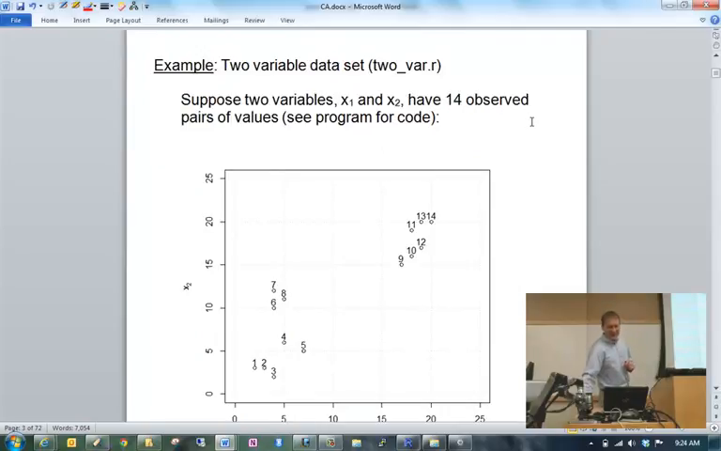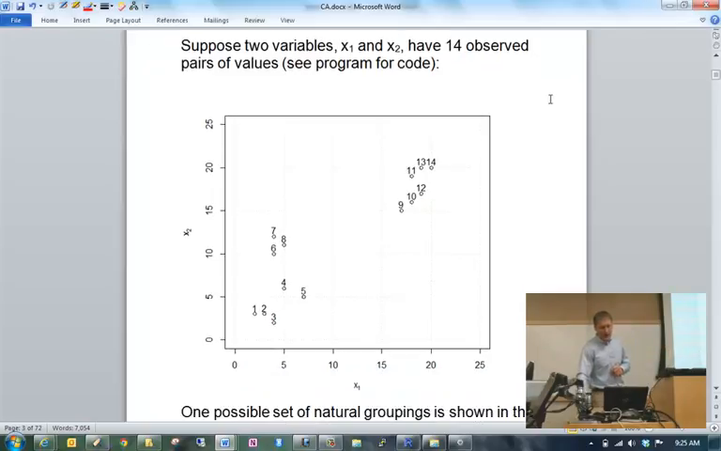Anyway, so let's look at some more motivation behind cluster analysis and how it works. I have a very simple data set of 14 observations here. I call it my 2-variable data set. I've simply plotted x1 on the x-axis and x2 on the y-axis, and I've labeled the observations by their numbers.